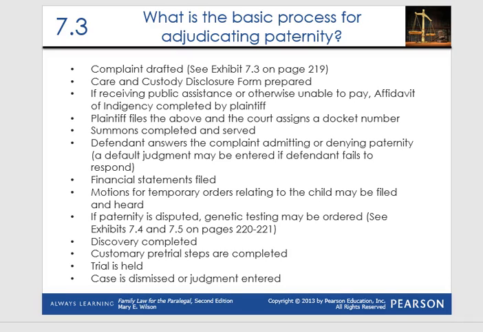Summons is completed and served. The defendant answers the complaint admitting or denying paternity. The court can take a default judgment if the defendant fails to respond. Financial statements are filed. Motions for temporary orders relating to the child may be filed and heard. If paternity is disputed, genetic testing may be ordered. Discovery is completed. Customary pretrial steps are completed. A trial is held, and then either the case is dismissed or a judgment is entered.